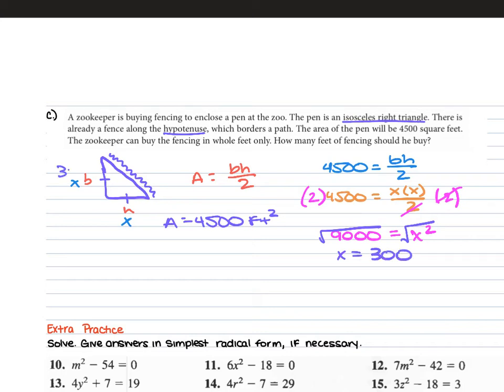So if this is 300 feet and this is 300 feet, let's add those together to get the amount of fencing that we need left over. So 300 plus 300 is 600 feet of fencing.